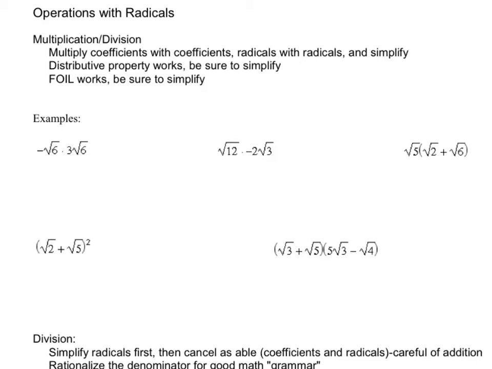First of all, when we multiply radicals, we multiply coefficients with coefficients and radicals with radicals. That's how they go together. However, in the end, we must make sure that we simplify. The distributive property works. Again, be sure to simplify. And FOIL works, but again, make sure you simplify. So you're just multiplying, and you have to remember the rules.